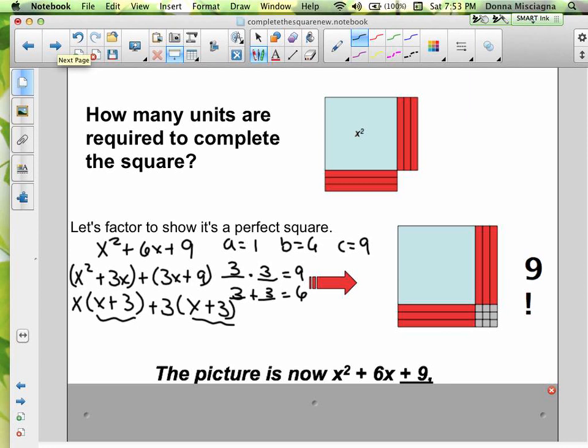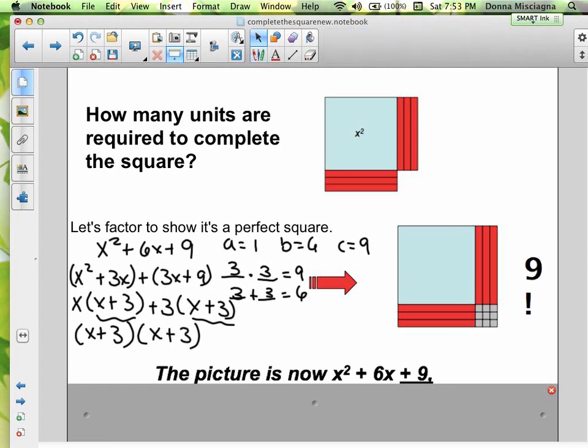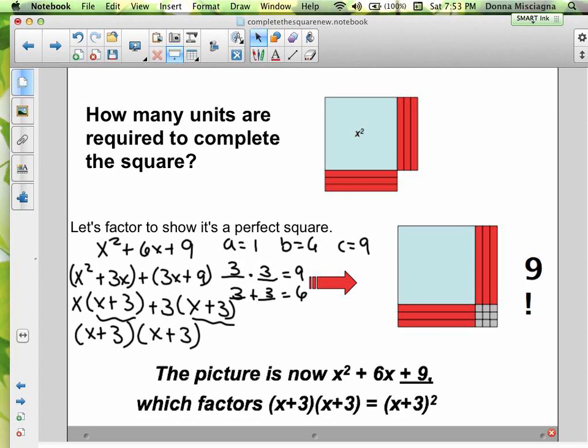It's a common factor for the x times x plus 3. It's a common factor for the 3 times x plus 3. All right, so x plus 3 is one factor. If we factor out the x plus 3, we're left with an x plus 3. And notice it's the same. So x squared plus 6x plus 9 factors to x plus 3 times x plus 3.